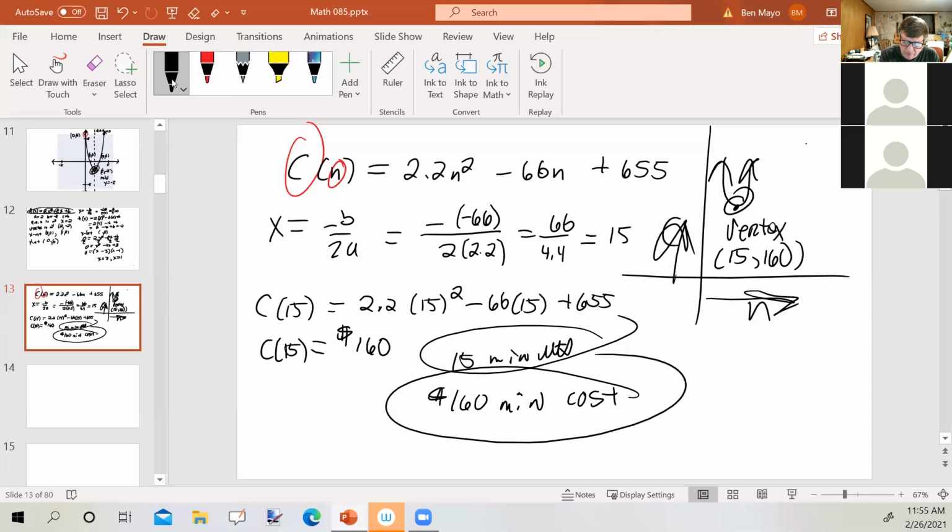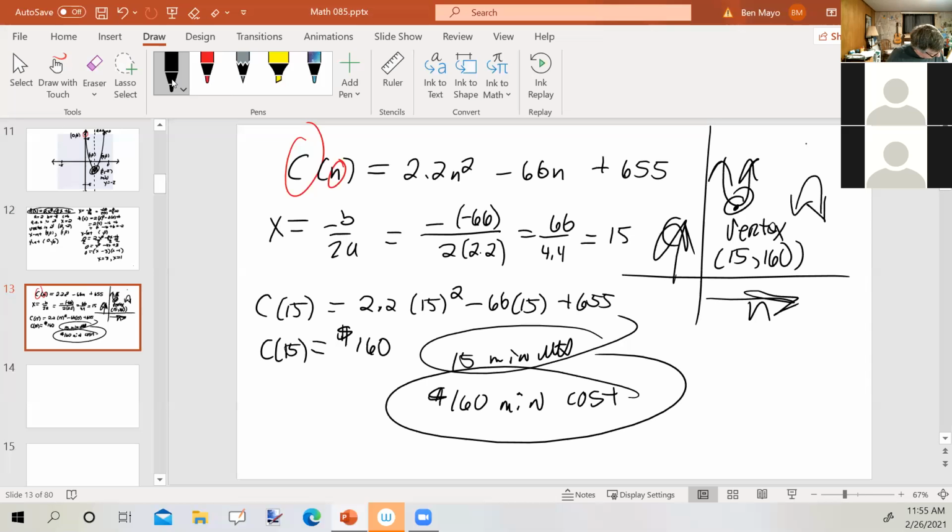Now, just something to consider. Let's say that you get a function and it's opening down, but it's asking for minimums. Something's wrong. Or you get a function that opens up and it's asking for maximums, there's something wrong there, okay? Because if it opens up, it should be asking for minimums, opens down, it should be asking for maximums. All right?